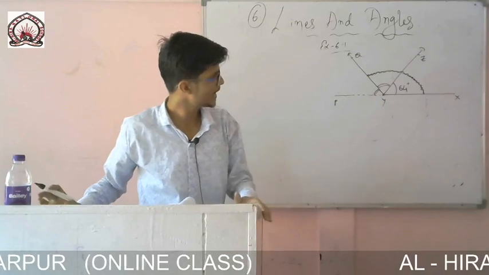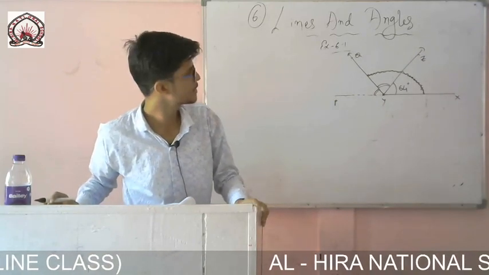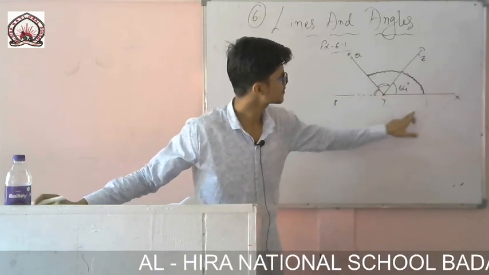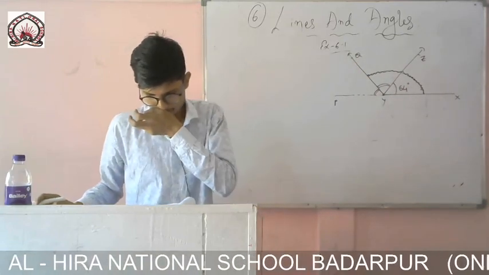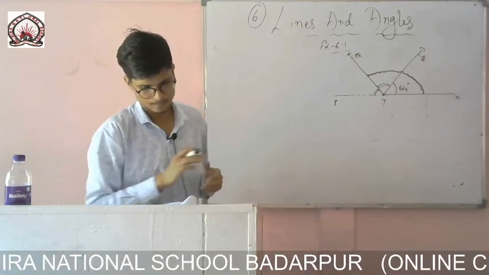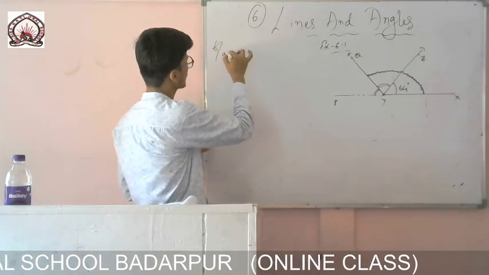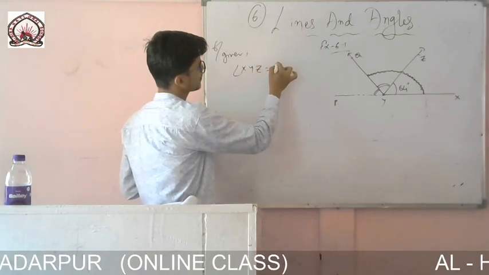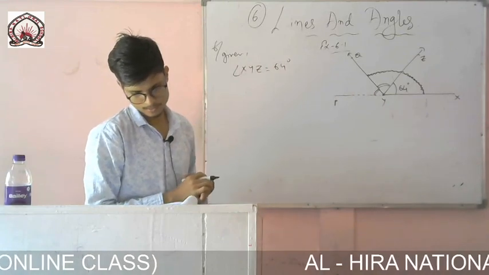The question is to find XYQ, and you have to find the reflex angle QYP. So the reflex of this angle QYP you have to find. That means 360 minus, first of all I have to find QYP, then I will subtract it from 360 degrees. So first of all let me write what is given. Question number 6: angle XYZ is given as 64 degrees.